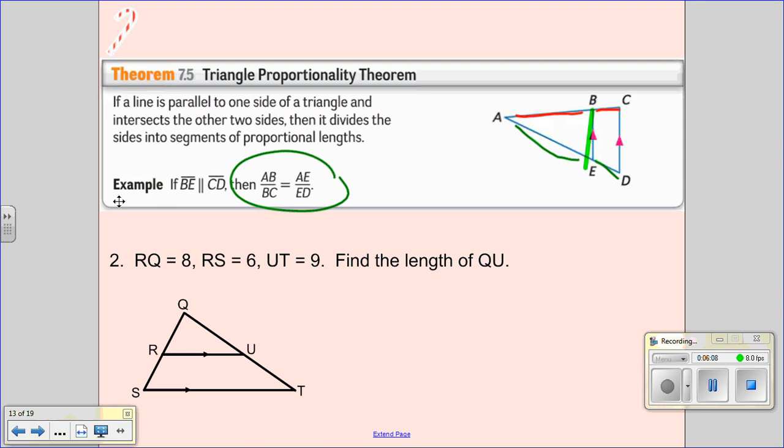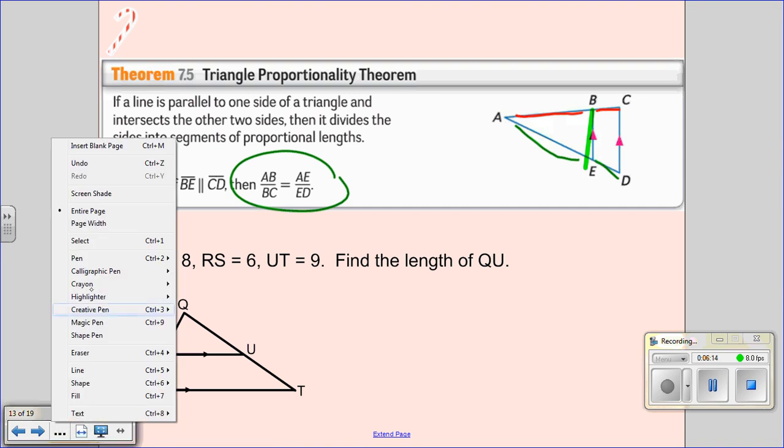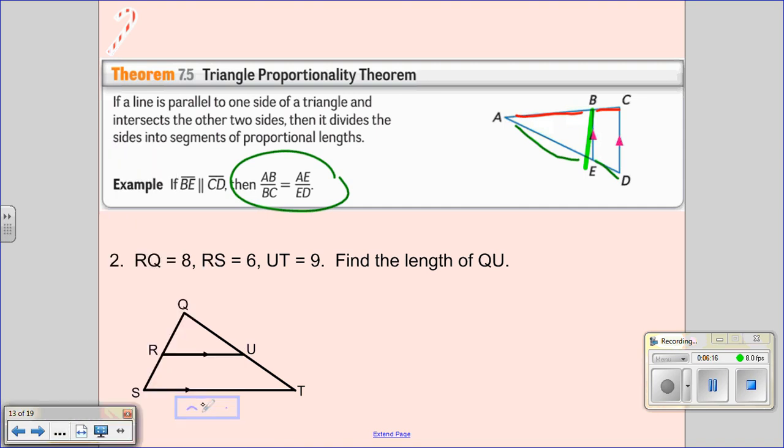Another proportion that you could set up from the same information is to take AB over AE, because if you look at it, they're both on the left side of the green line. And then you could put BC over ED. So you could do either one of those setups in this scenario to get your answer. And they would both work.